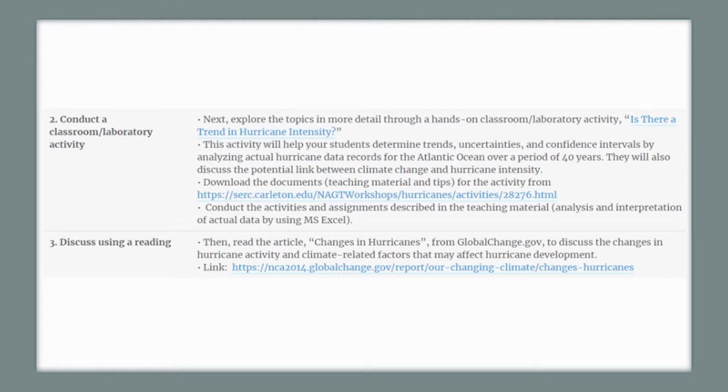This has been produced and is hosted at SERC, the Science Education Resource Center at Carleton College, and is available at the link that is shown here. All instructions of what you might want to do in your classroom, the data, and questions and assignments are provided in the link that is shown here.